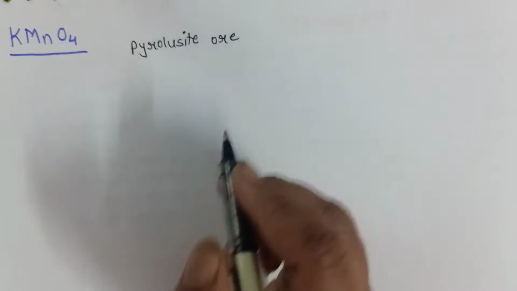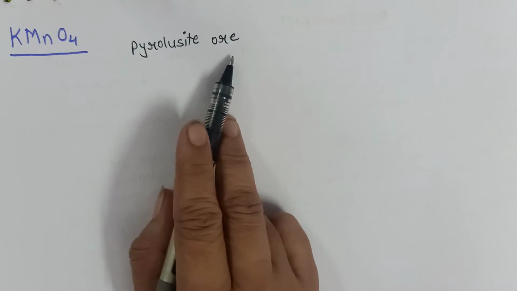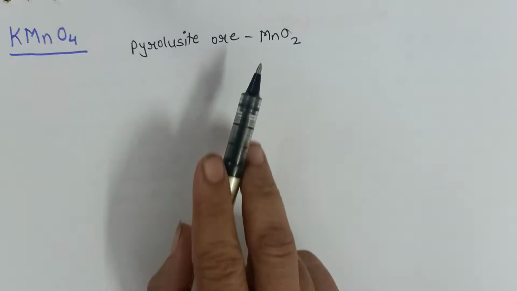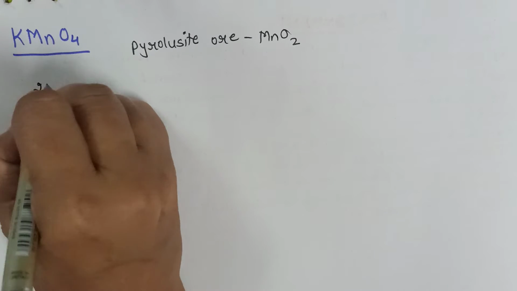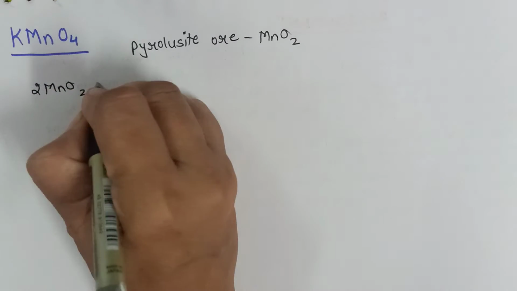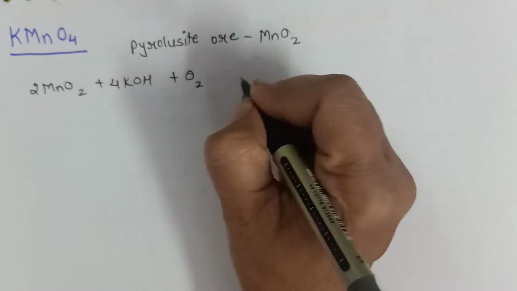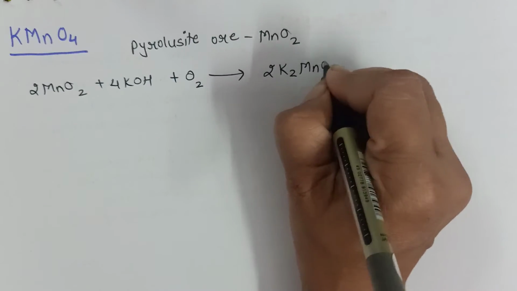Now as soon as the students read this word pyrolusite ore, they get confused. Pyrolusite ore is nothing but manganese dioxide. Now this manganese dioxide is fused with KOH. So manganese dioxide is fused with KOH in presence of oxygen, where we will get K2MnO4.